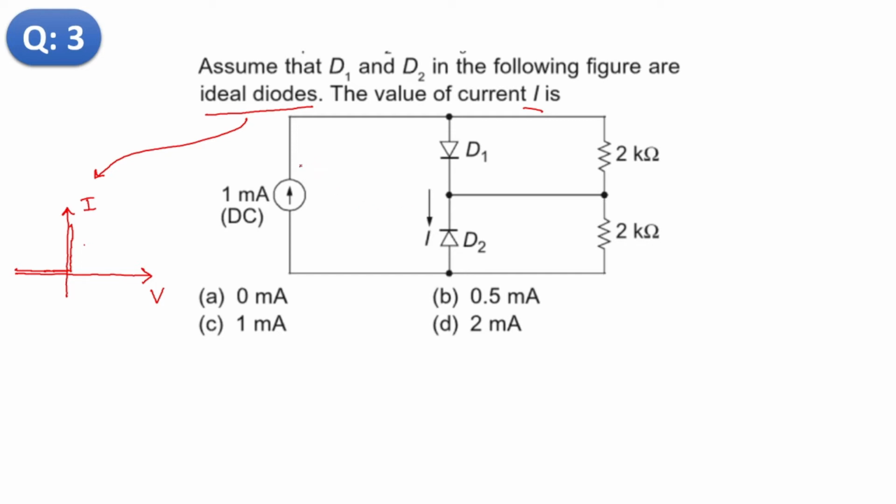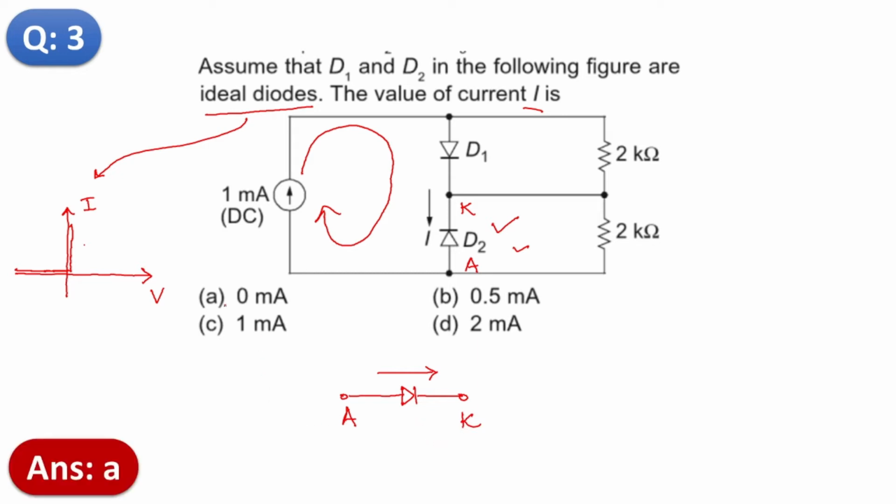The direction of current for this circuit is like this, but we require the current through diode D2, and current will never flow from cathode to anode in the case of a diode. So we can easily use this concept: suppose this is the symbol of a diode, the current flows in this direction, that is anode to cathode. This is important. So the correct answer for this question is option A, that is 0 milliampere.